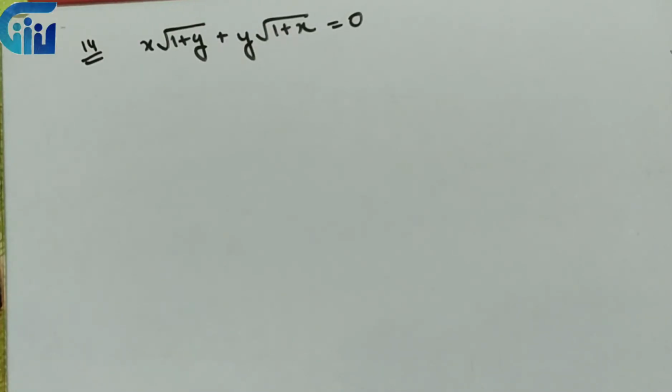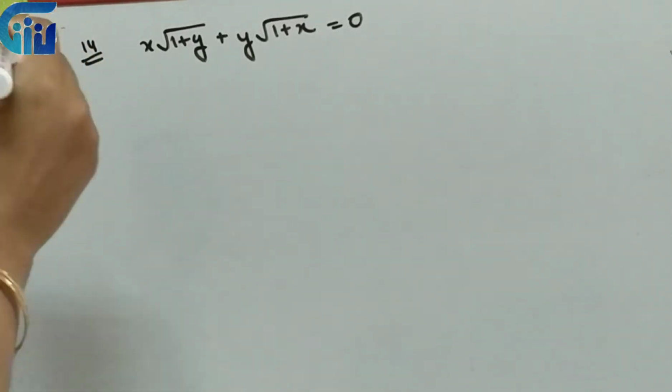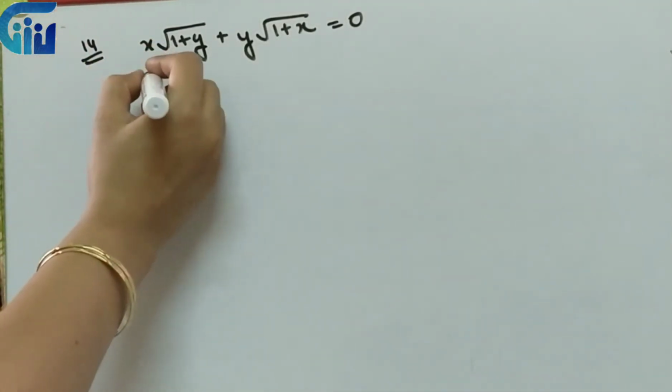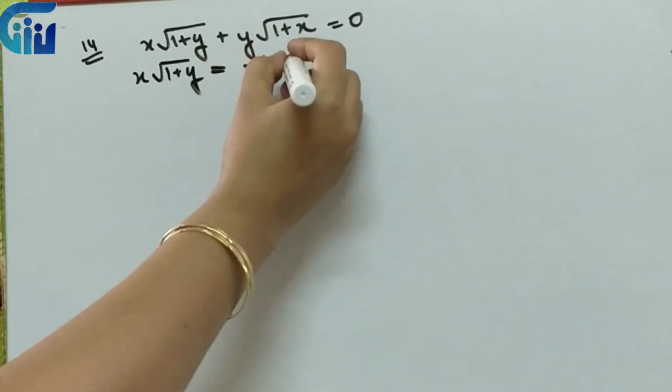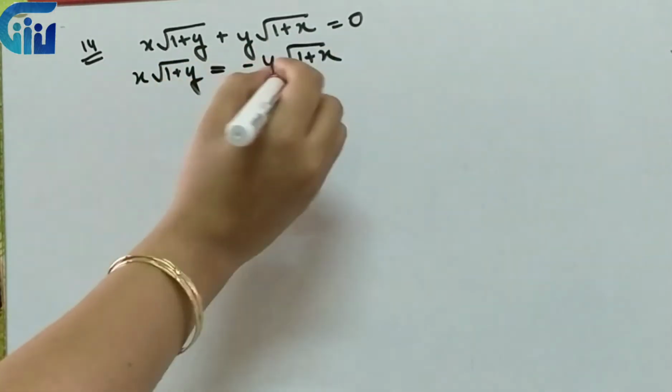Number 14. Now what do we observe? There are many ways of doing a particular question. This is also one of the ways. So what we will do in this particular question, we will just write it like this: 1 plus y minus is equal to minus under root 1 plus x. I will just try to simplify it.